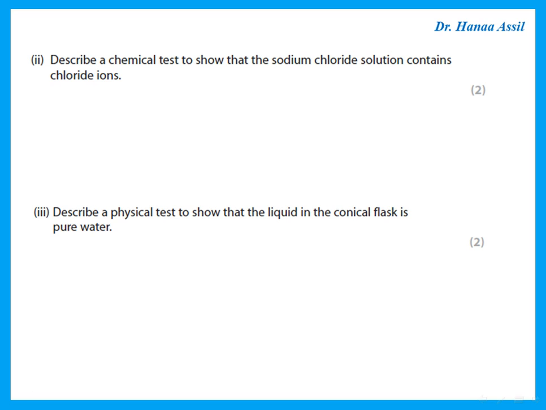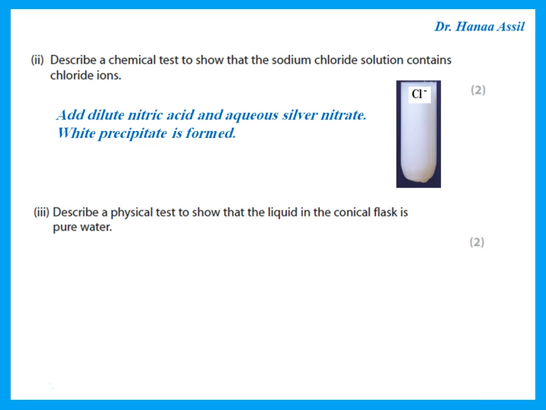Next, he says, describe a chemical test to show that sodium chloride solution contains chloride ions. Do you remember the test for chloride ions? Of course, the tests you should memorize. What was the test for chloride ions? You need to add dilute nitric acid and aqueous silver nitrate. And if I have chloride, I will get a white precipitate. Again, test for chloride: nitric acid and silver nitrate gives a white precipitate with chloride.